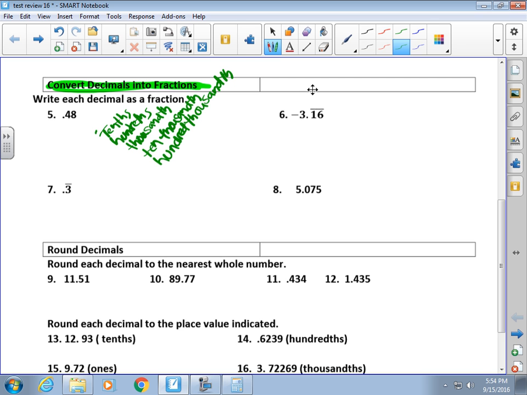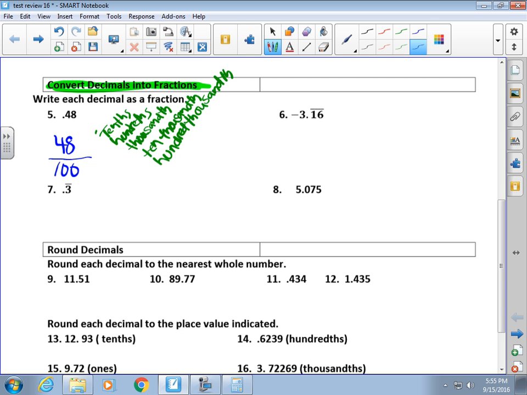All right? So if I look at this one, there are 2 digits. This last digit is in the hundredths place. So I would write the number that I see, 48. Do not put the decimal. 48 over 100. And then you would reduce from there.